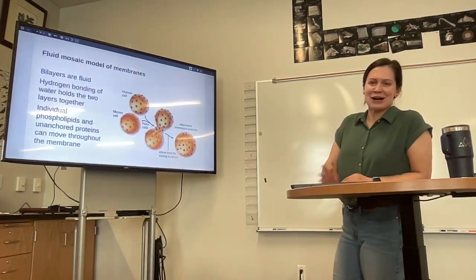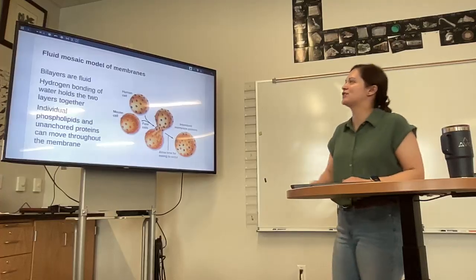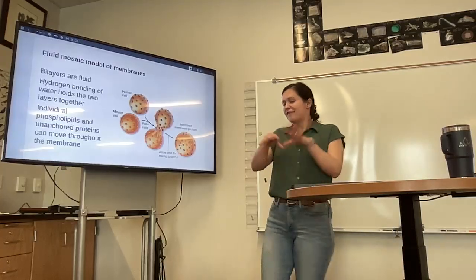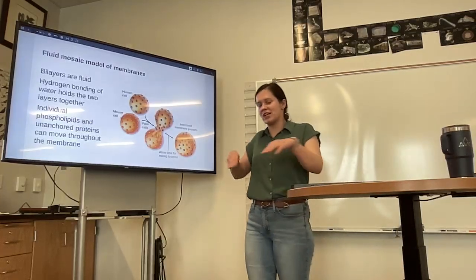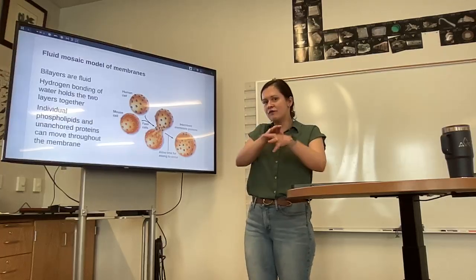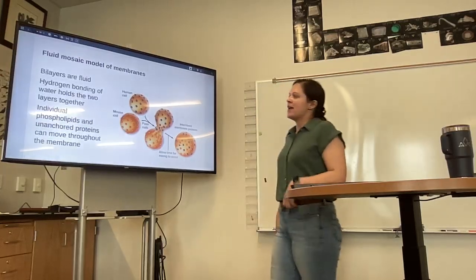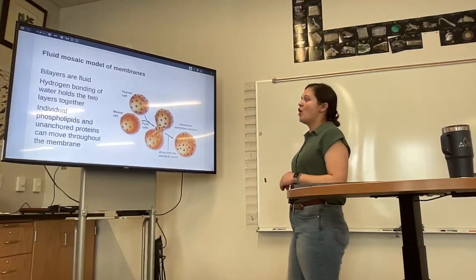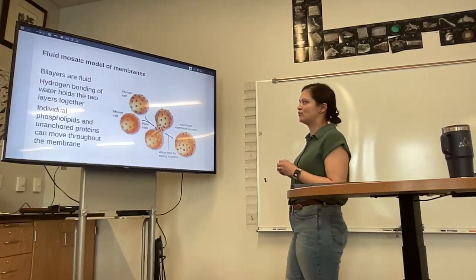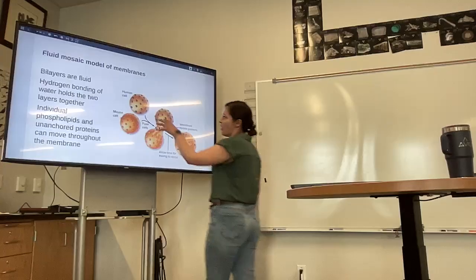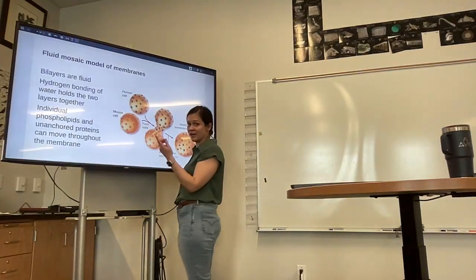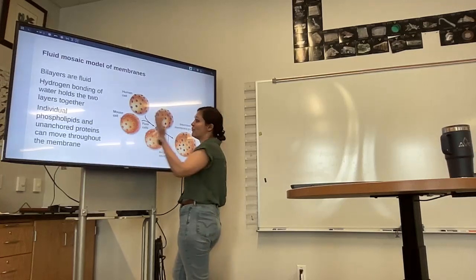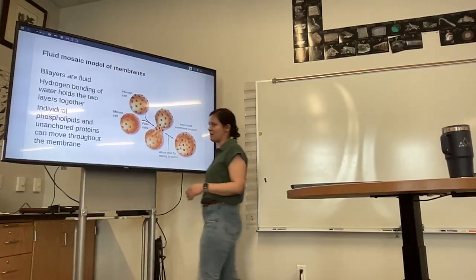Okay, now we get to talk about the fluid mosaic model. So the fluid mosaic model states that the phospholipids and all of the membrane proteins are just constantly moving about and past each other. Scientists were able to show this with a pretty cool experiment where they fused together two cells. So one cell is a human cell with human membrane proteins embedded, and then we have a mouse cell with mouse membrane proteins embedded within the membrane.